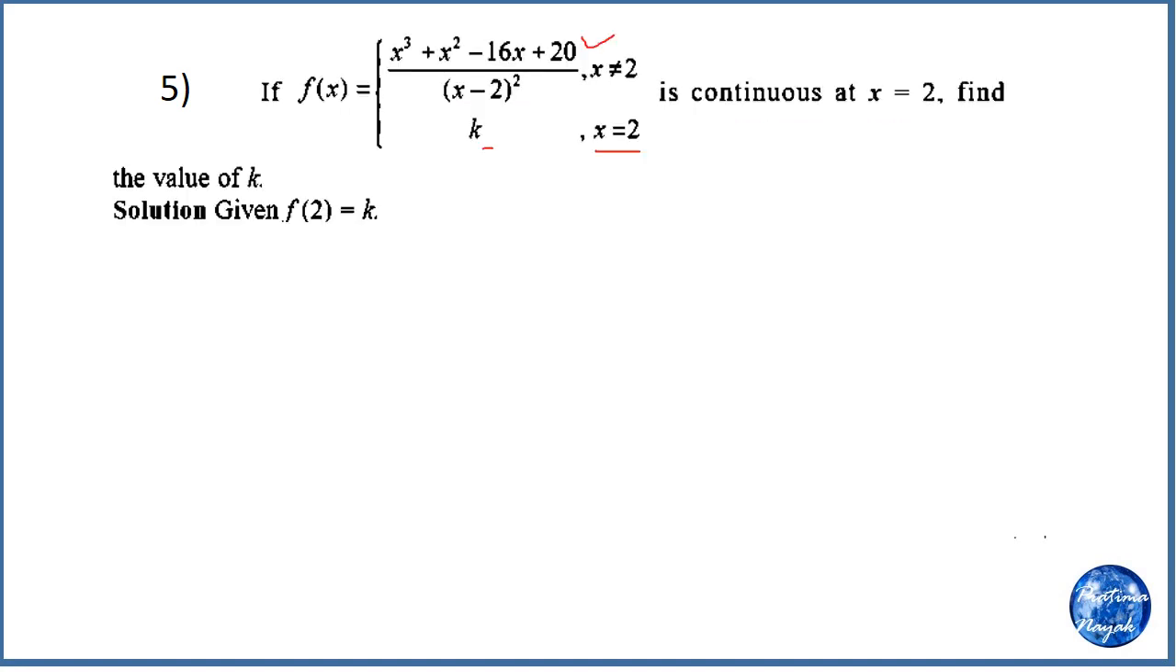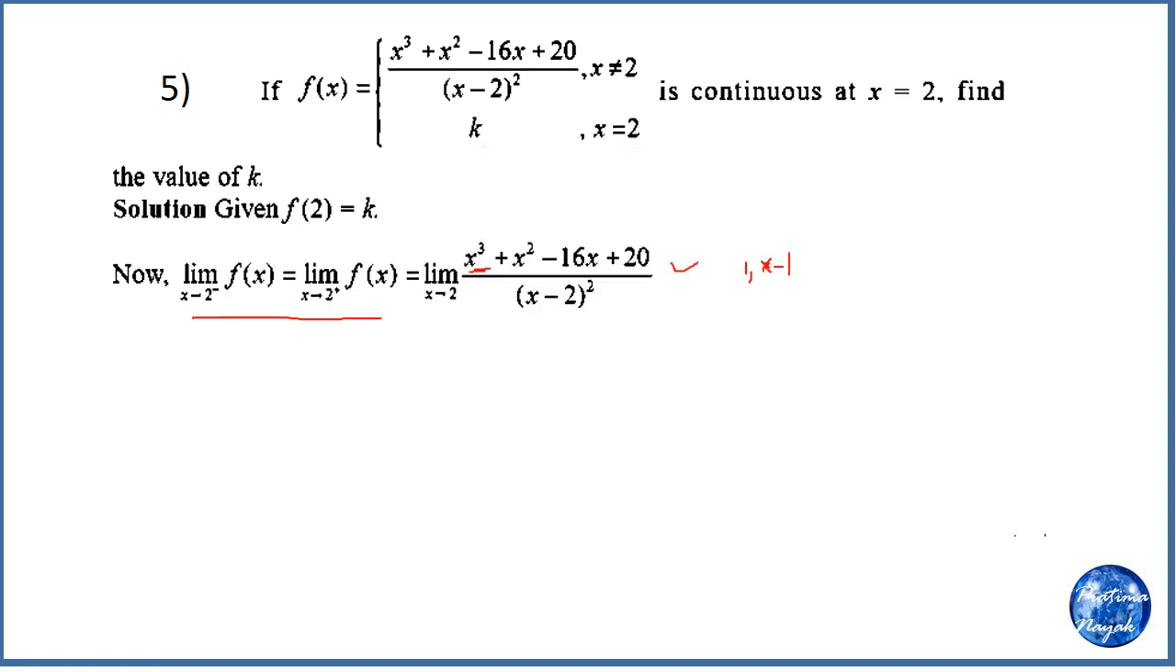So given continuous, so f of 2 is equal to k. It is given. When x is equal to 2, the value is k. So f of 2 is k. And then we will go for limit. This is for limit. So limit x tends to 2 plus f of x is equal to 2 minus f of x. Instead of all these two, I am taking only this one. Limit x tends to 2, x cube plus x square minus 16x plus 20 by x minus 2 whole square. You have to convert this into limit.